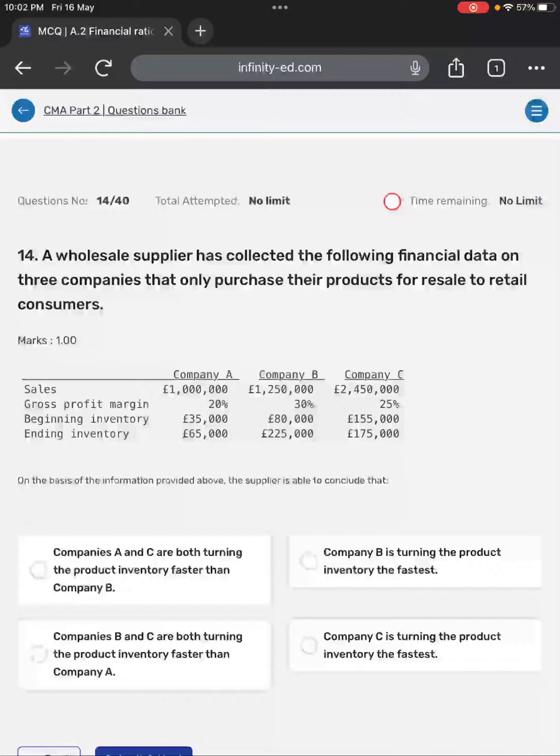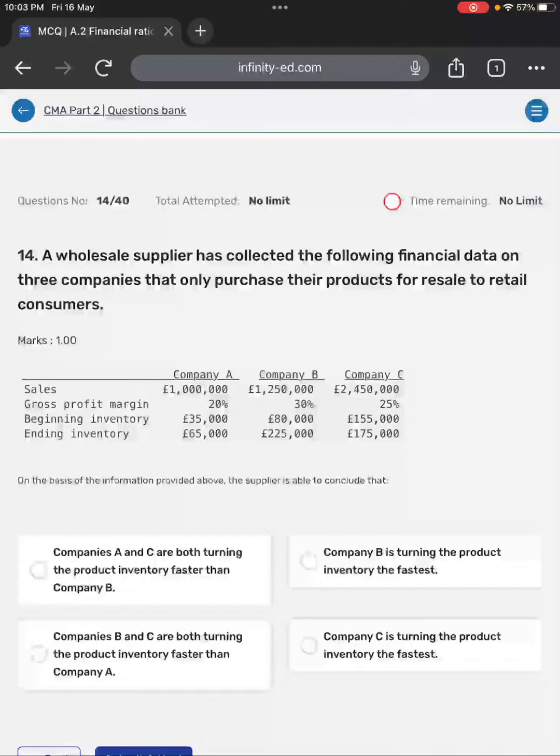If we reduce, 1 million divided by 1.1, it comes to the COGS, divided by 50,000, it comes to 16.67. 360 divided by 16.67 comes to 21 days.